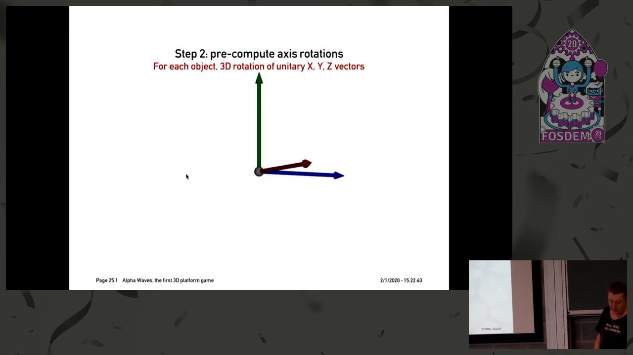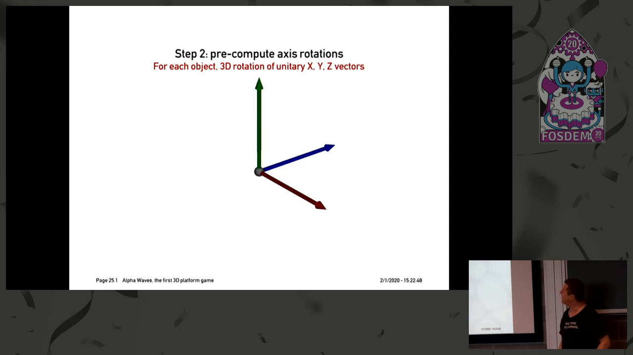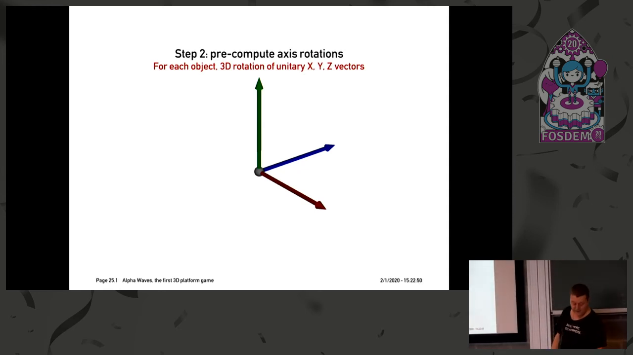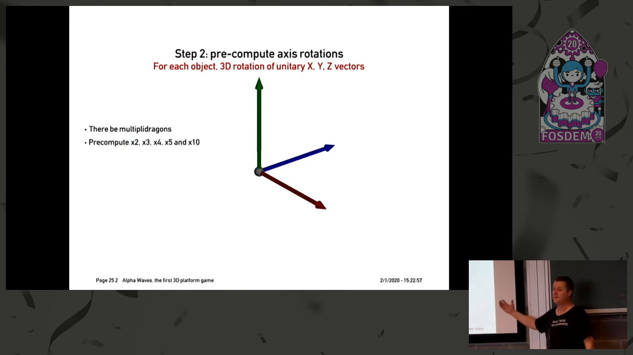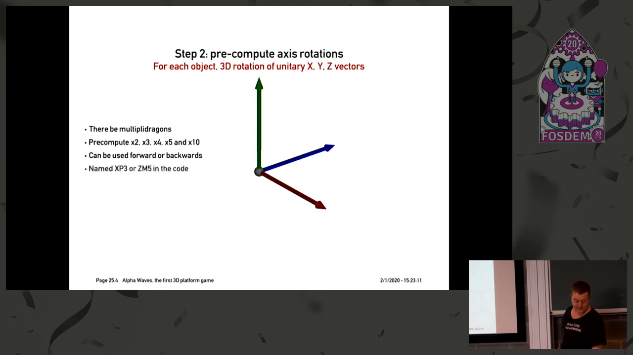Okay, but that's only to compute the rotations. So now I'm going to show you the tricks inside. For each 3D object, we would have a 3D rotation along X, Y, and Z axis. And there are multiplications. You can't avoid that. But you can pre-compute with only additions what happens when you have the same vector times 2, times 3, times 4, 5, and 10. And then you can use this by negating it to go forwards or backwards. So you have minus of this. So in the code, this is named XP3, ZM5, etc.